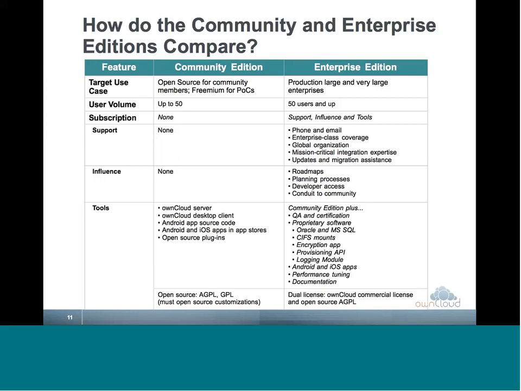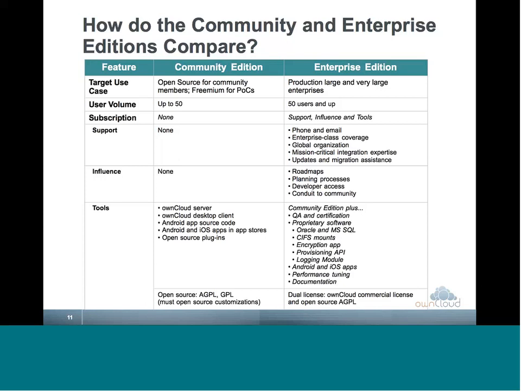So you're going to get real-time enterprise class support when you subscribe, phone and email. We're a global organization, so you're going to get coverage that follows the sun. You're going to get influence. In terms of our roadmap, we actually come to our customers first before we decide what's going to go into an enterprise release. So you'll get that level of influence.